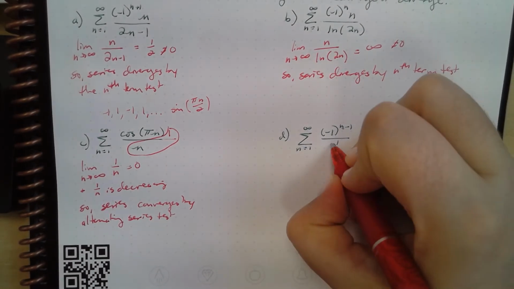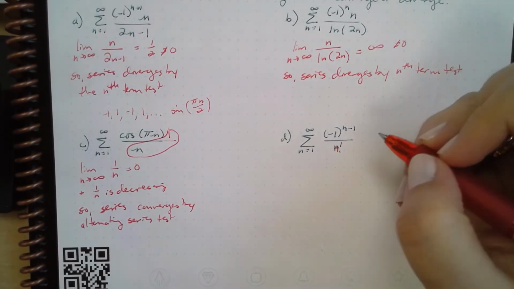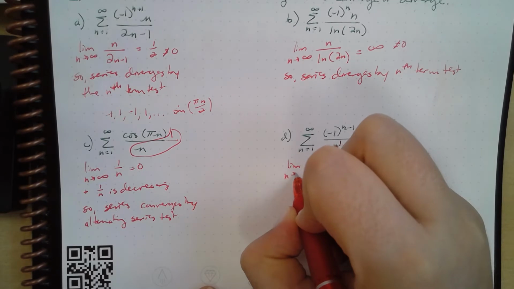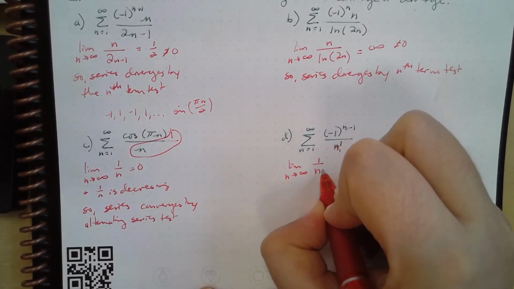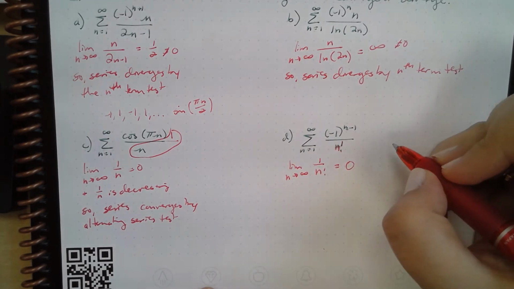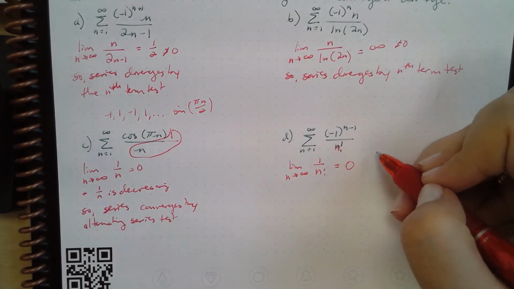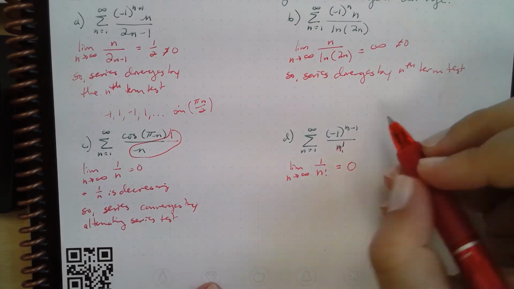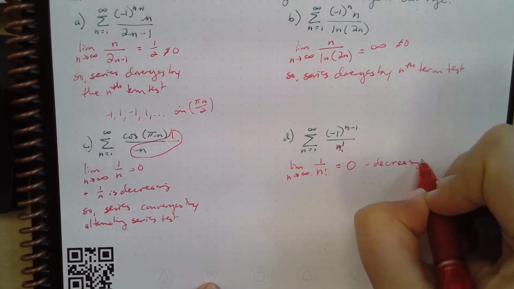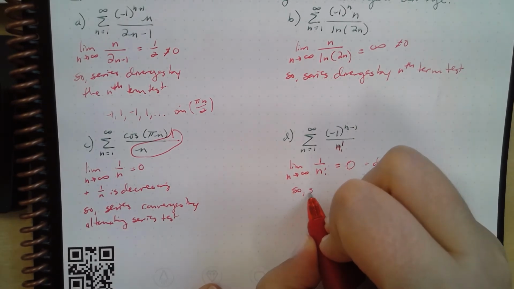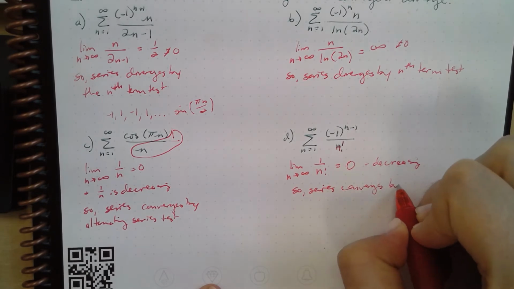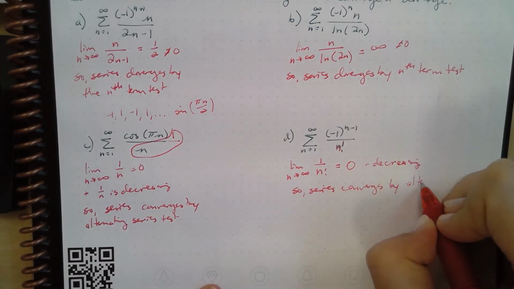All right, here the sum is n equals 1 to infinity of negative 1 to the n times 1 over n factorial. Well, let's find our limit here. The limit as n approaches infinity of 1 over n factorial is going to equal 0. And is it decreasing? Well, n factorial, you'd have 1 factorial, 2 factorial, 3 factorial. Yeah, that's going to be decreasing. So the series converges by alternating series test.